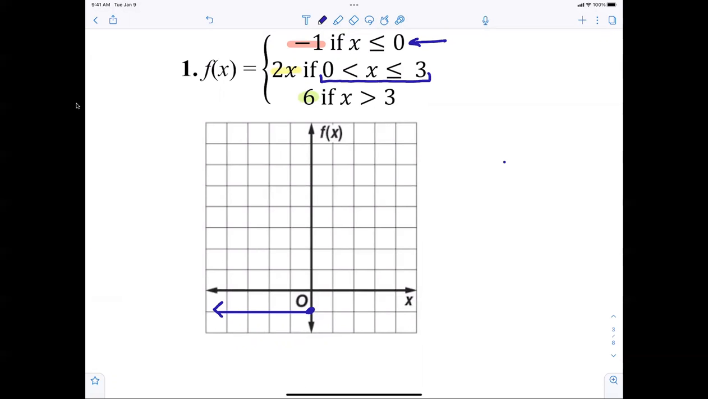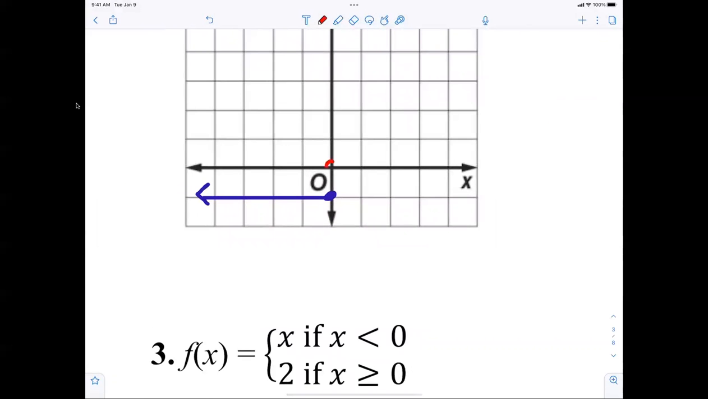So now I'm going to graph 2x for all values between 0 and 3. So what's the first number greater than 0? I knew you were going to say that. 0.0000. Yeah, there is no first number greater than 0. So that's why you use an open circle. That means everything up to 0, but not including 0. If I were to plug 0 into that equation, what's 2 times 0? 0. So now I'm going to make an open circle on 0.